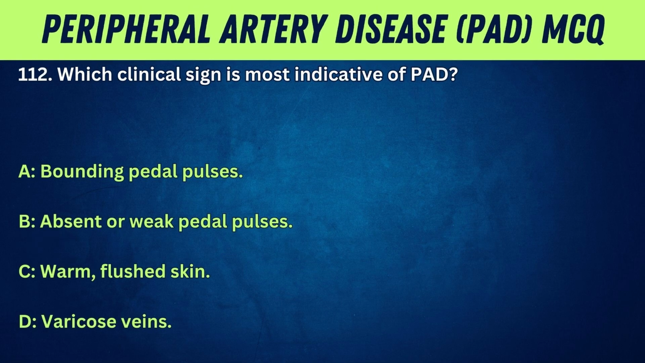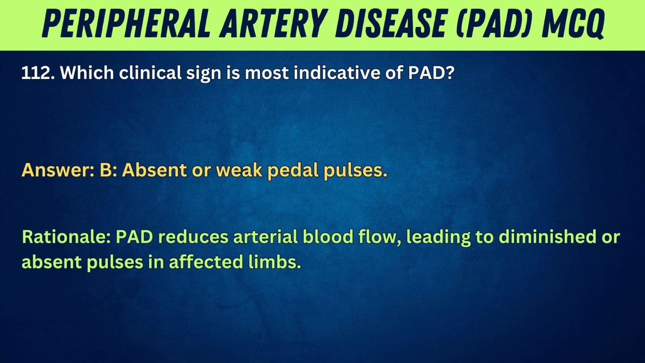112. Which clinical sign is most indicative of PAD? A. Bounding pedal pulses. B. Absent or weak pedal pulses. C. Warm, flushed skin. D. Varicose veins. Answer: B. Absent or weak pedal pulses. Rationale: PAD reduces arterial blood flow, leading to diminished or absent pulses in affected limbs.